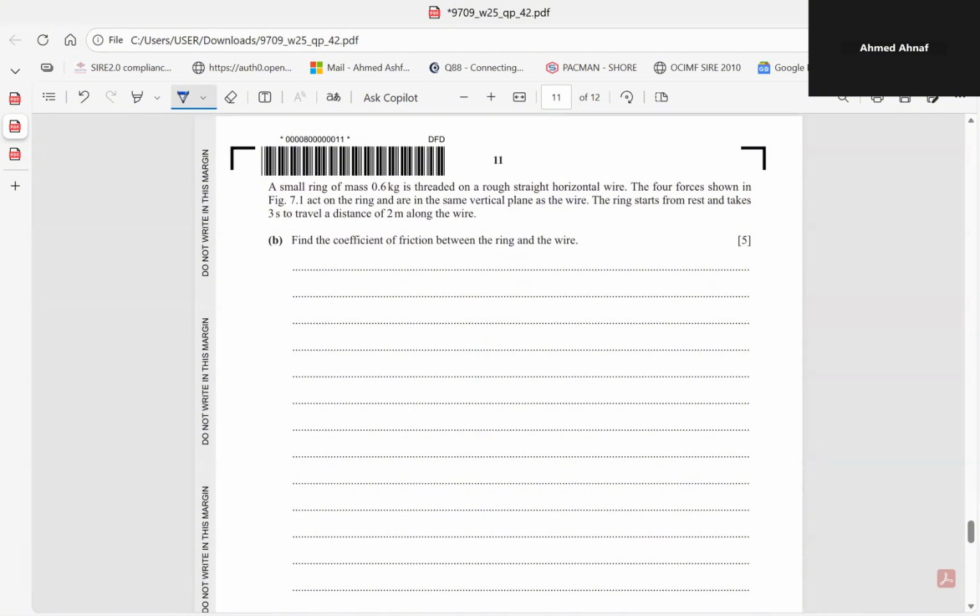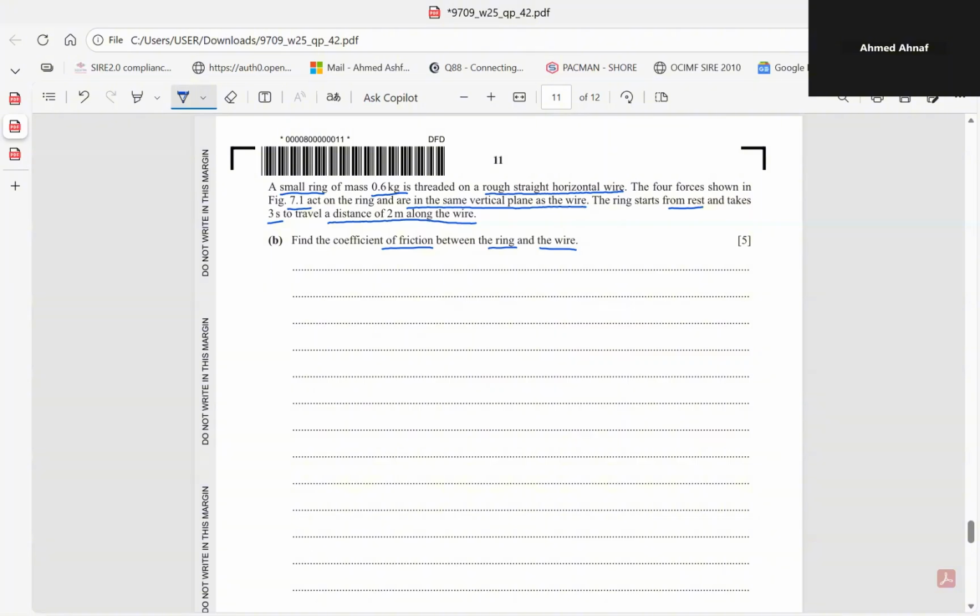Okay, so now we're told that a small ring of mass 0.6 kg is threaded on a rough, straight horizontal wire. The four forces shown in figure 7.1 act on the ring and are in the same vertical plane as the wire. The ring starts from rest and takes 3 seconds to travel a distance of 2 meters along the wire. So for this, we need to find the coefficient of friction between the ring and the wire.